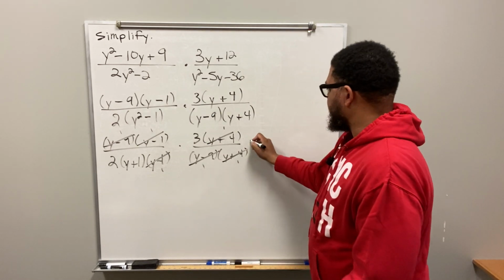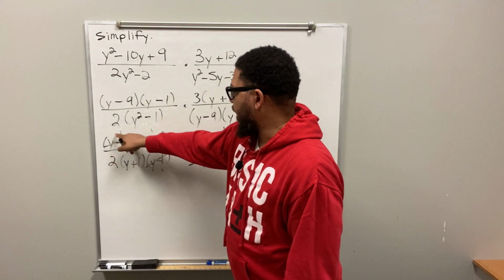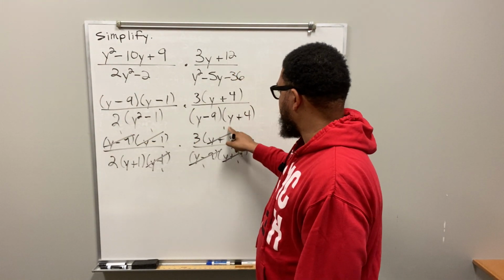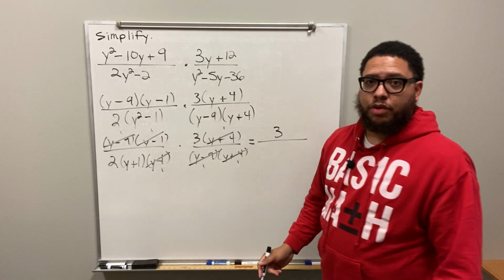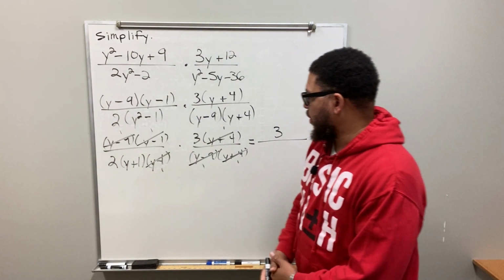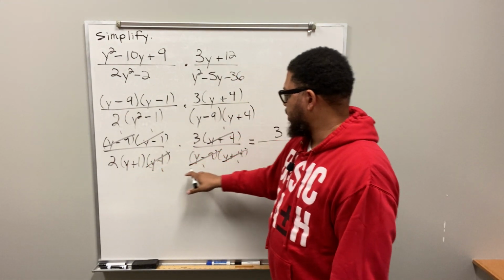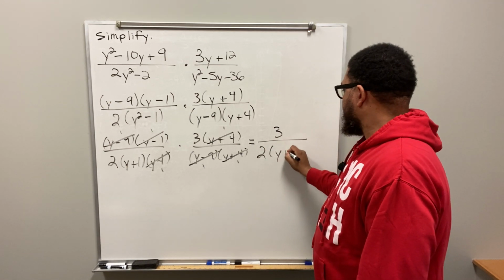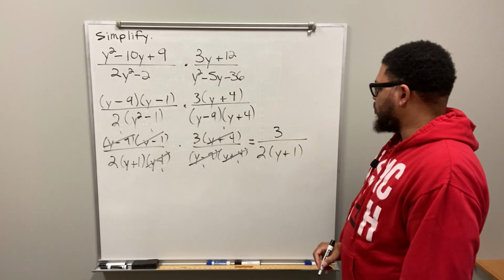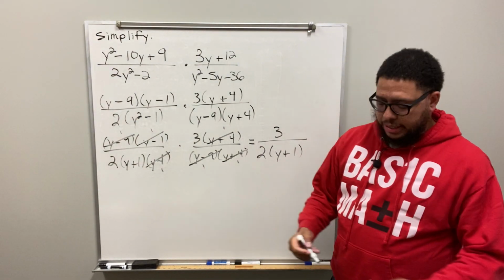Now, I'm going to write my answer. Your answer is whatever's left. So in my numerator, I got 1 times 1 times 3 times 1, which is just 3. That's my numerator. Then in my denominator, I got 2 times the quantity y plus 1 times 1 times 1 times 1. So really, I just got 2 times the quantity y plus 1. And that's my final answer. That's it. That's all it is to it.